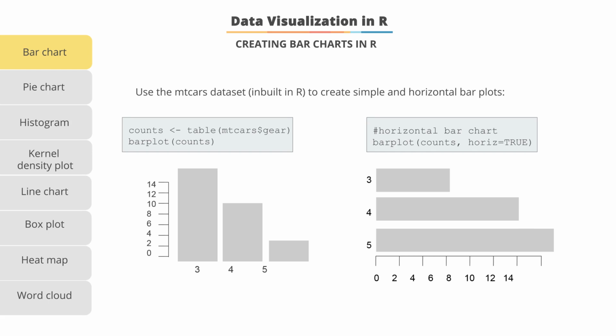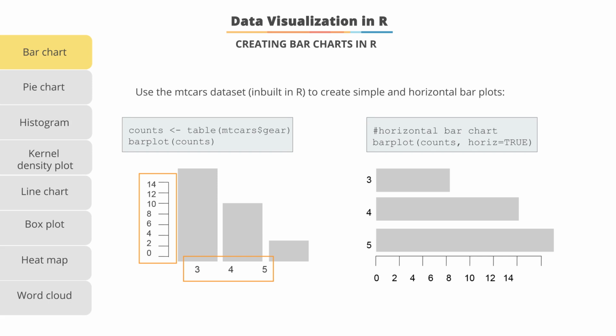We could also use the horiz command, set to TRUE, to flip the bar chart over and make it horizontal. And so you can see the x-axis on the first graph is the number of gears, and the y-axis is the count. If we flip it to a horizontal bar plot, the x and y are inverted.